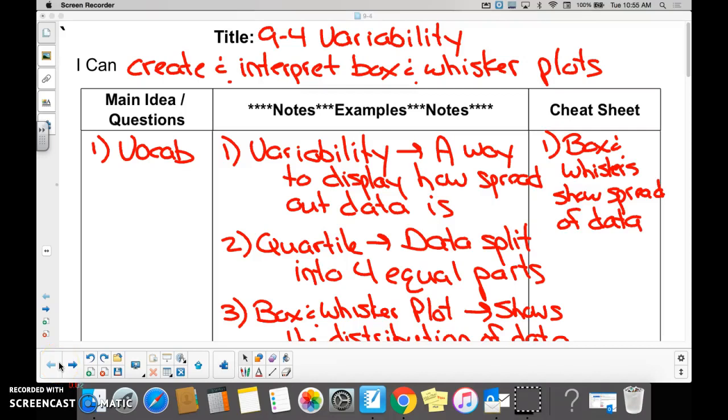9-4 Variability. I can create and interpret box and whisker plots.